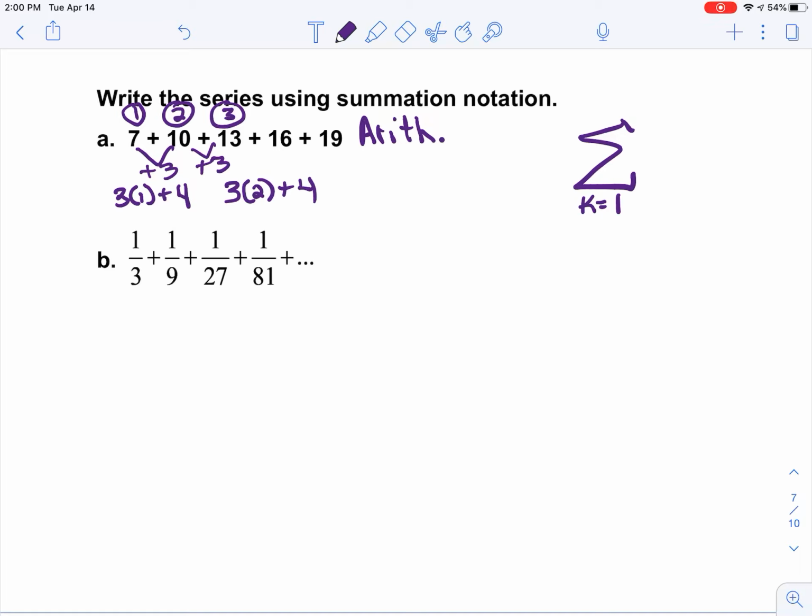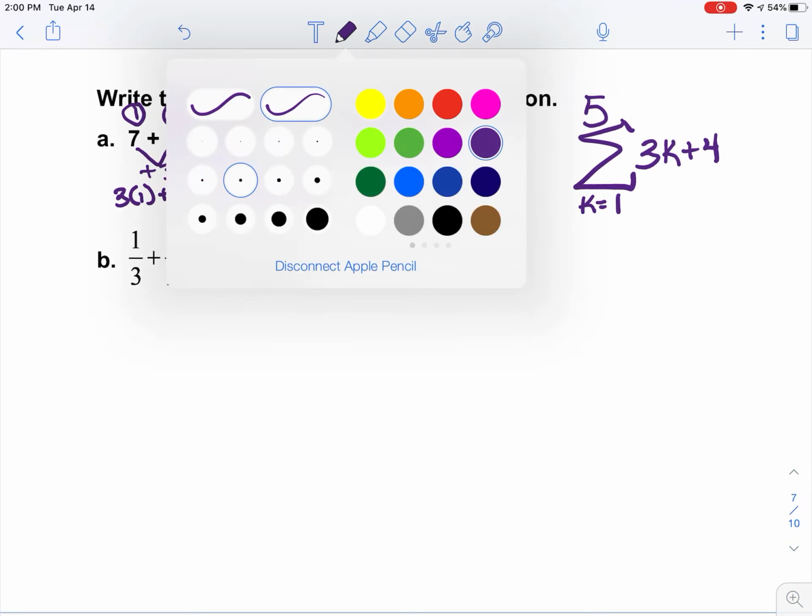So right here, I replace my 1 and my 2 with the k. So 3k plus 4 is my formula. Okay, so that goes right there. And then how many terms do we have? 1, 2, 3, 4, and we have 5. So this was written in summation notation.